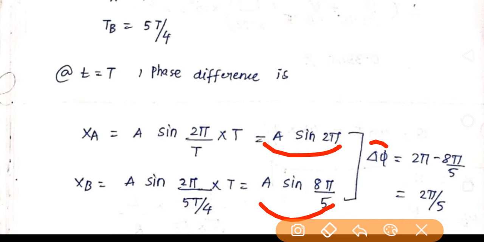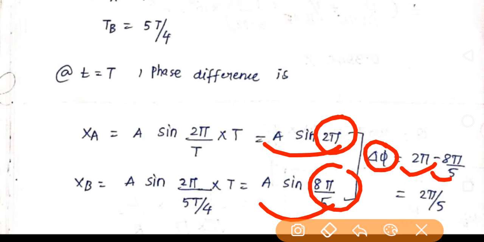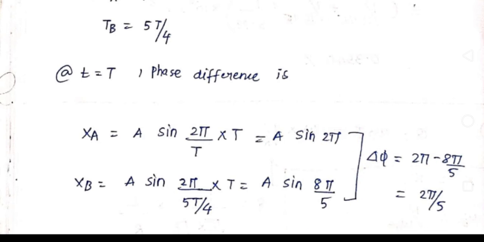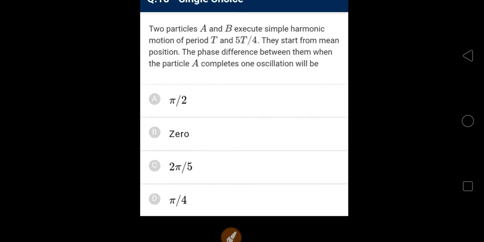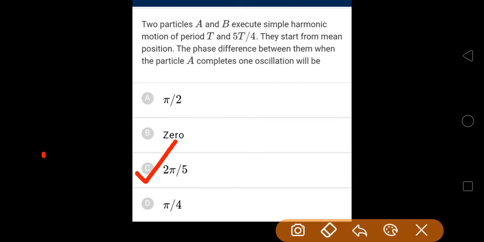Now what is the phase difference? Subtract the smaller value from the larger value. The larger value is 2 pi. So 2 pi minus 8 pi by 5. So 5 twos are 10, 10 minus 8 is 2 pi by 5. This is the phase difference. Simply subtract. So 2 pi by 5. So for the 18th question, option C.